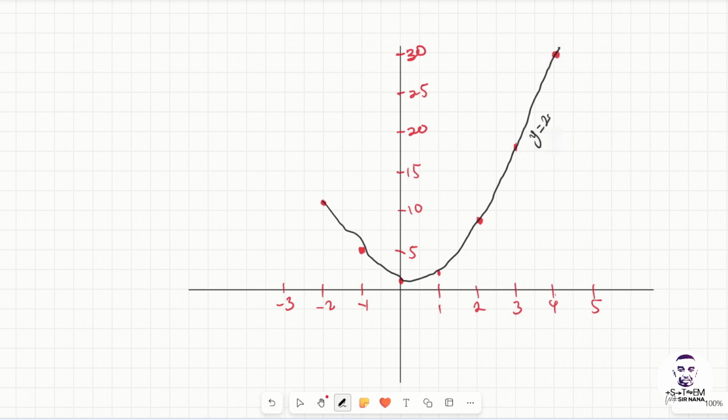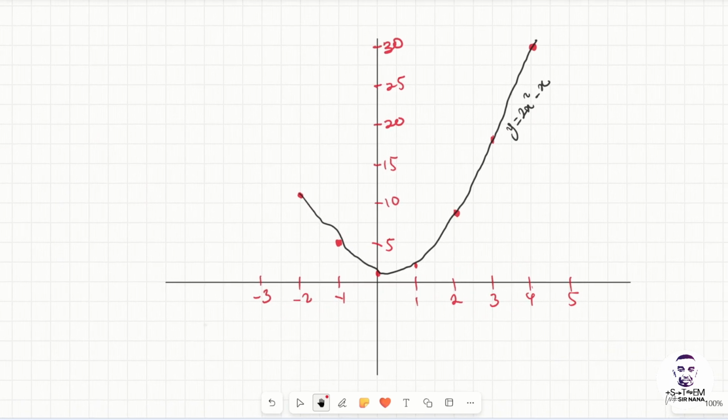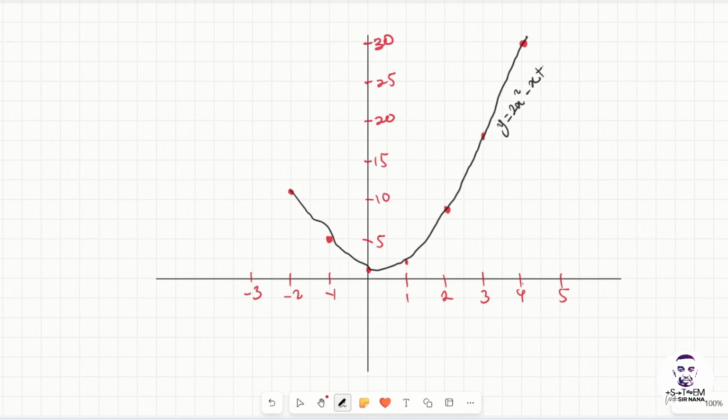y is equal to 2x squared minus x, right? And then I think plus 2, right? So plus 2. So I believe that through this series of graphs that we have drawn, you are able to know how we can draw the graph of parabolic functions and then be able to know what it means to find the maximum value and all the other things that are associated with parabolic functions.